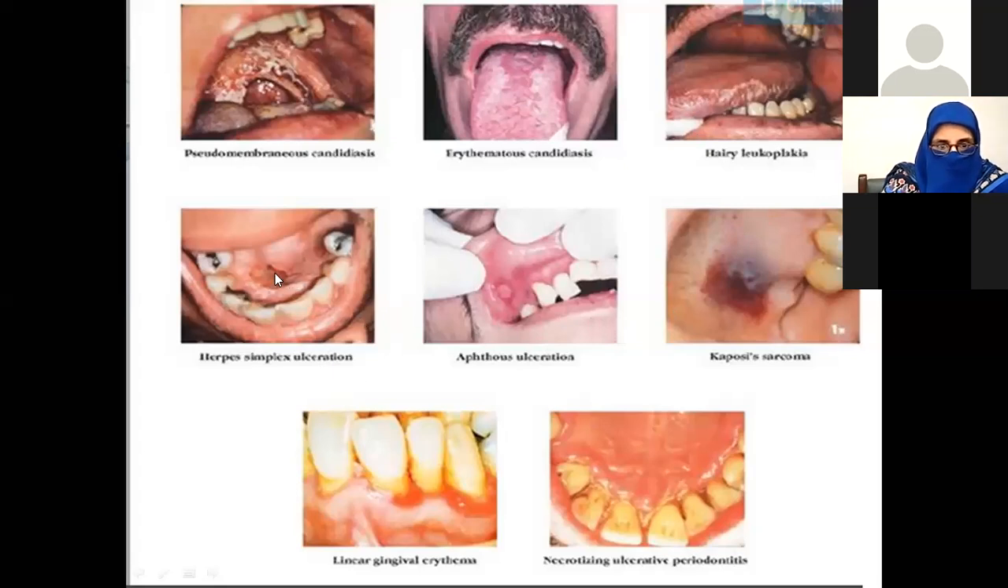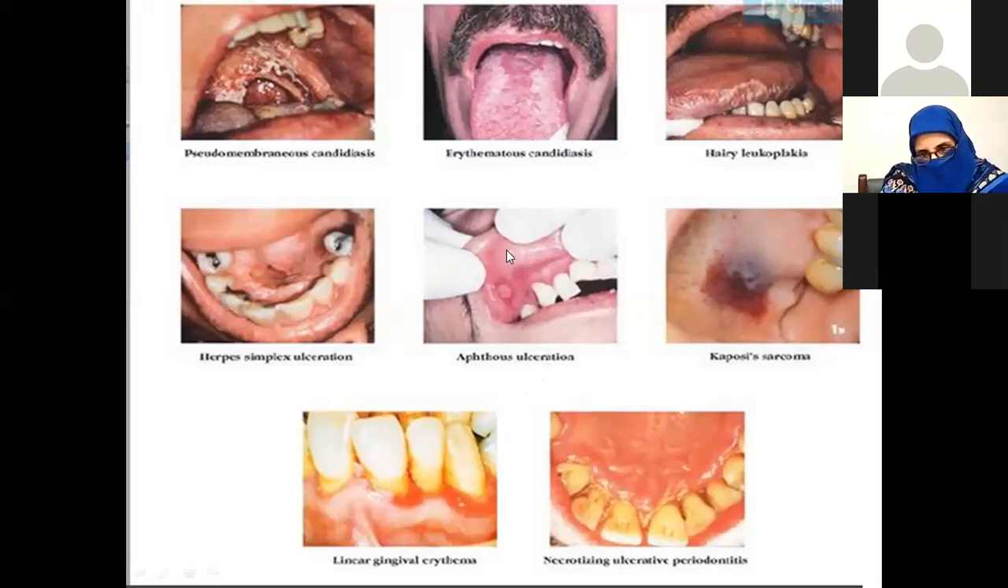Then this is herpes, where it has presented as ulceration. Aphthous ulcers, we will be doing these diseases in detail, but just to give you an overview of the different diseases we are going to cover. And again, I'm just telling you, most of the lesions are self-limiting, but as they are so common, we need to emphasize and we need to know them in detail.